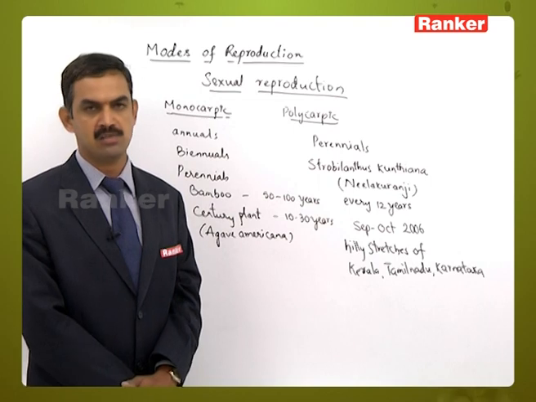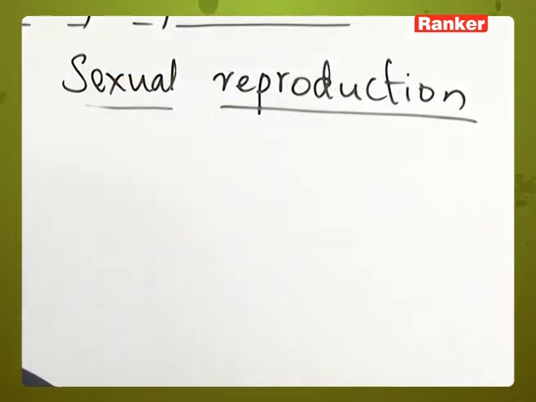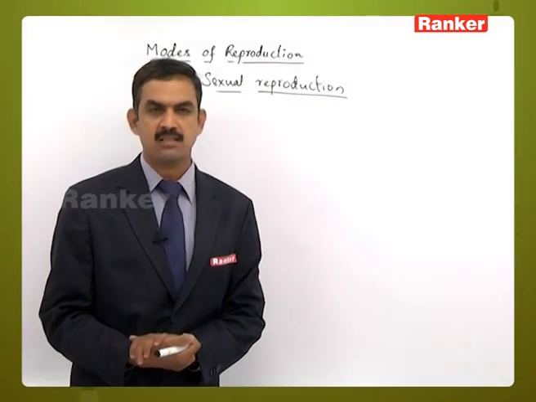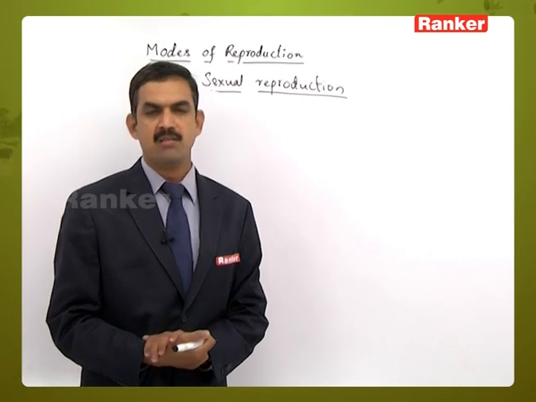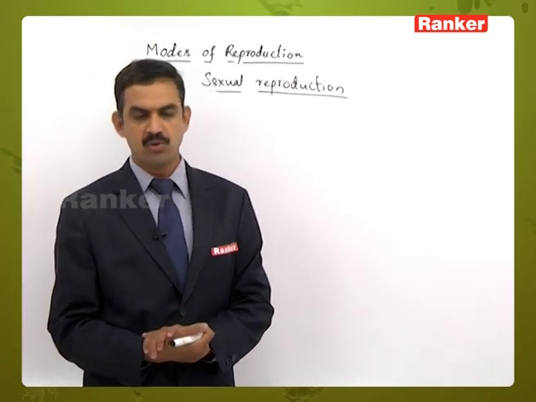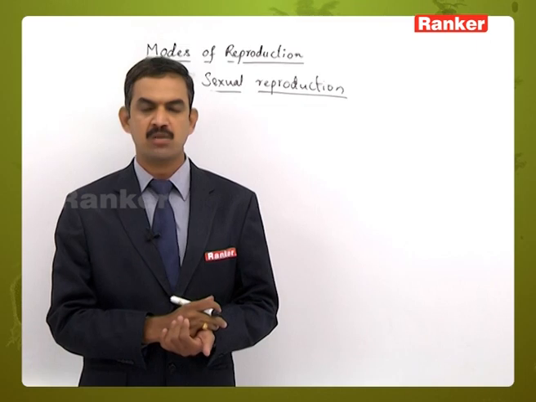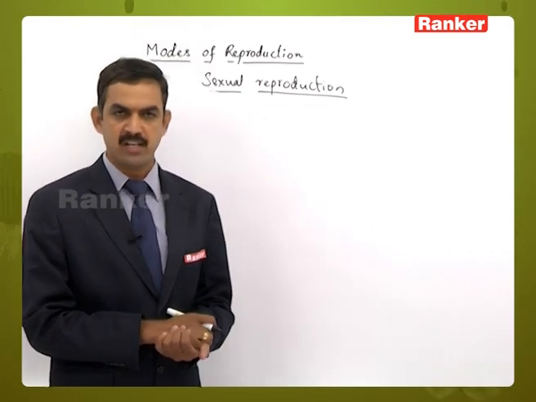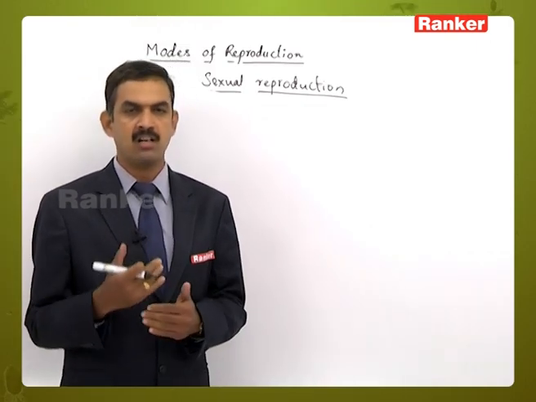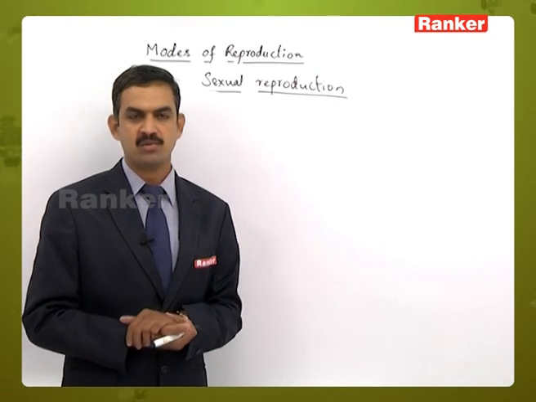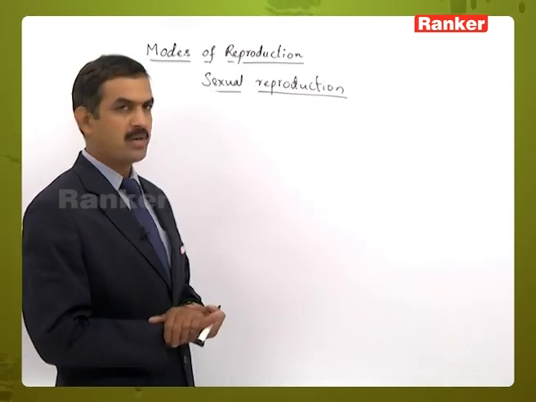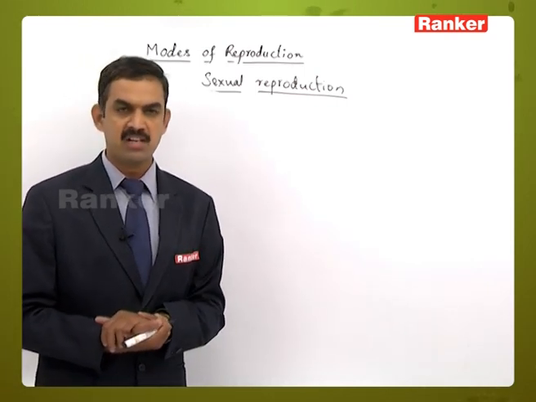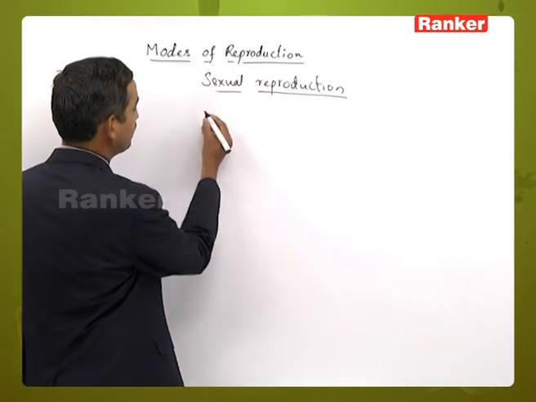polycarpic conditions are seen. Sexual reproduction is a process, as we said, of gamete formation, meiosis, gametic fusion, formation of the zygote and embryo, and post-fertilization changes. All these are the various stages where we are going to study the sexual reproduction process. So for convenience, sexual reproduction is divided into 3 stages.